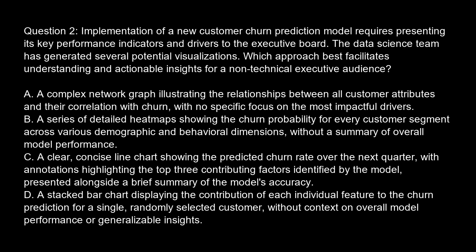Option C. A clear, concise line chart showing the predicted churn rate over the next quarter, with annotations highlighting the top 3 contributing factors identified by the model, presented alongside a brief summary of the model's accuracy. Option D. A stacked bar chart displaying the contribution of each individual feature to the churn prediction for a single, randomly selected customer, without context on overall model performance or generalizable insights.